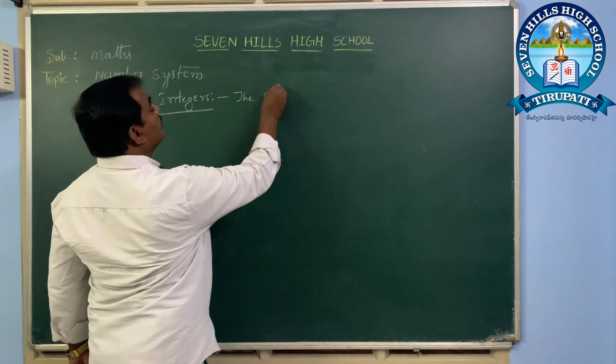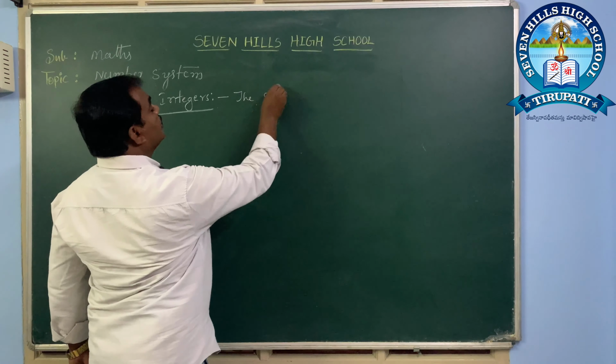So the set of rational numbers are denoted by capital Q. Q is equal to P by Q, where P, Q belong to Z and Q is not equal to 0. So here the numbers which are in the form of P by Q, where P and Q are integers and Q is not equal to 0, are called rational numbers.